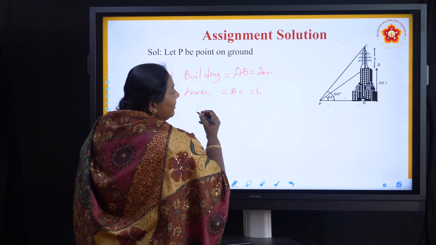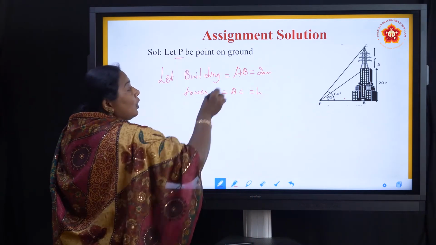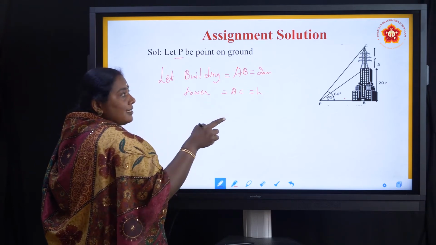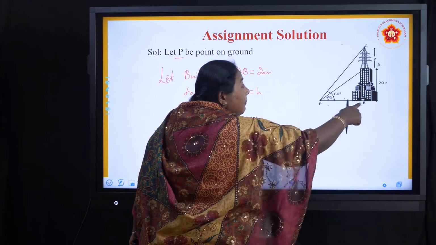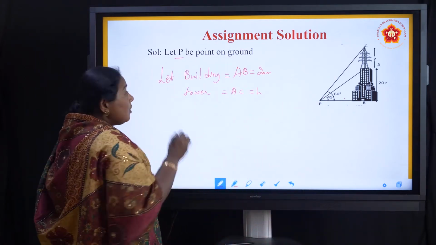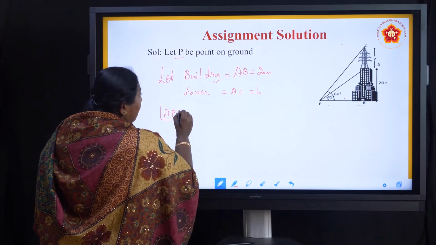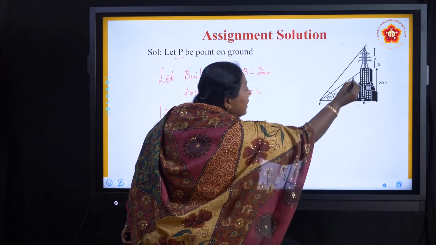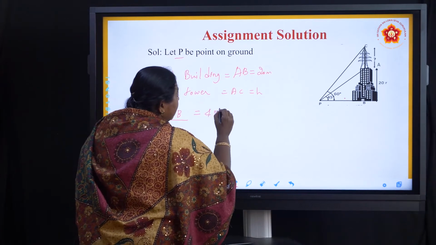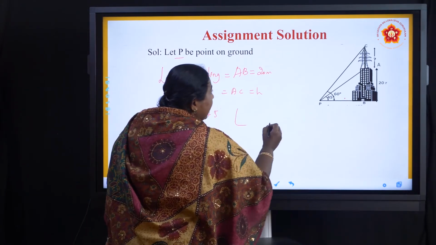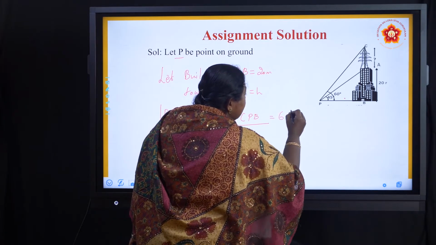Next, what is the angle they have given? Angle of, now the point they have given as P. So I have to see two triangles there. What are all the triangles I am seeing? APB and CPB. Two triangles I am seeing, correct? So what is the angle of that? Angle APB, that means from the foot, bottom of the tower, which is equal to 45 degrees. Right? Next, angle CPB, which is equal to 60 degrees.